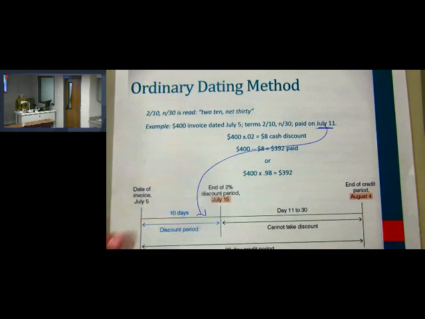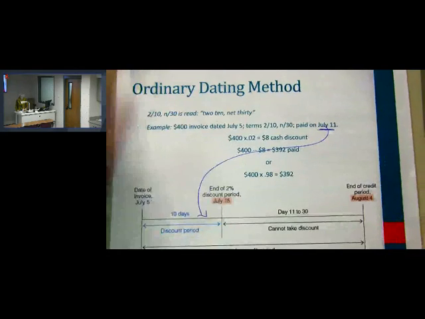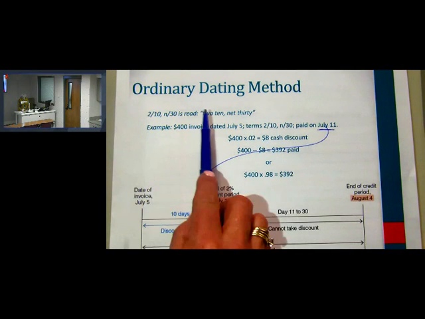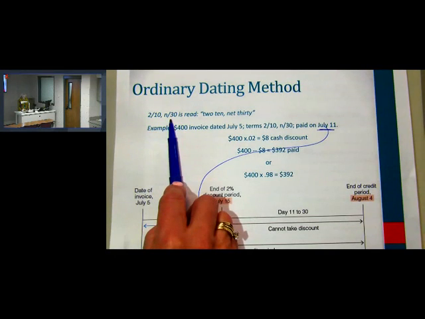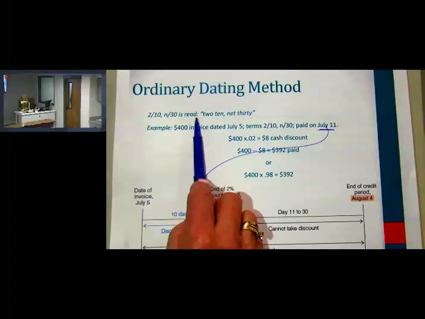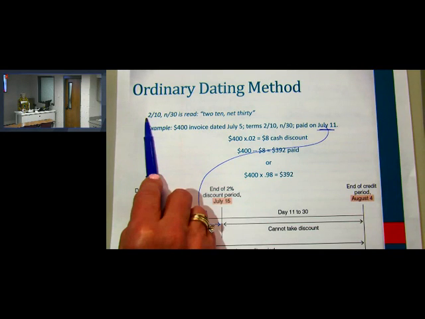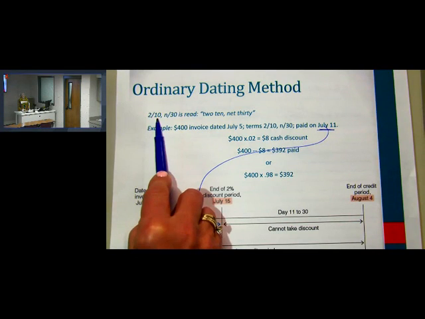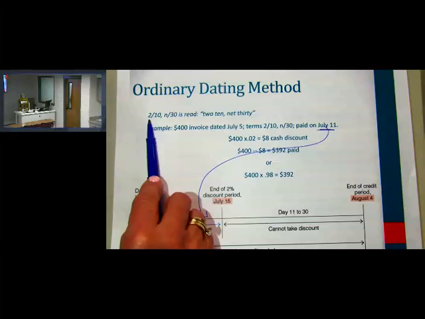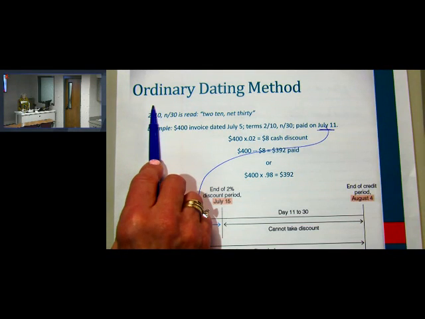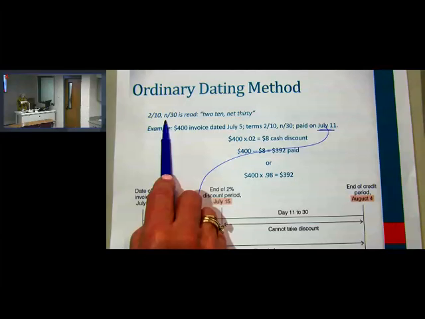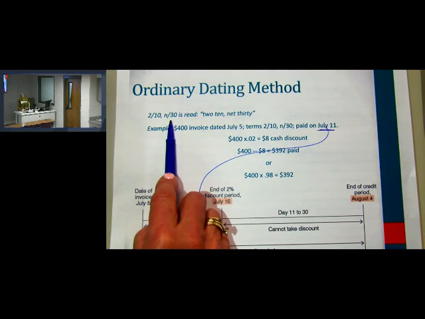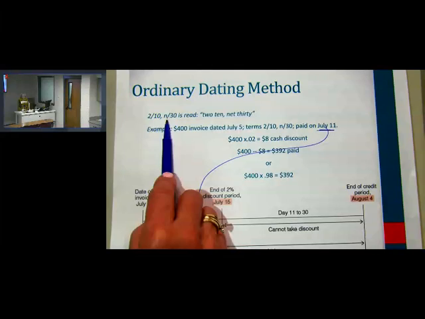So maybe you get a bill from the hospital or something, and the hospital bill might have this attached to it. It reads 2/10 net 30. The meaning of this ordinary dating discount is that you get a 2% discount if you pay your bill within the first 10 days. So the first 10 days represents the discount period. If you don't pay any of your bill within the first 10 days, you have to pay the entire amount of your invoice by 30 days of receipt of this invoice. So the credit period is 30 days.